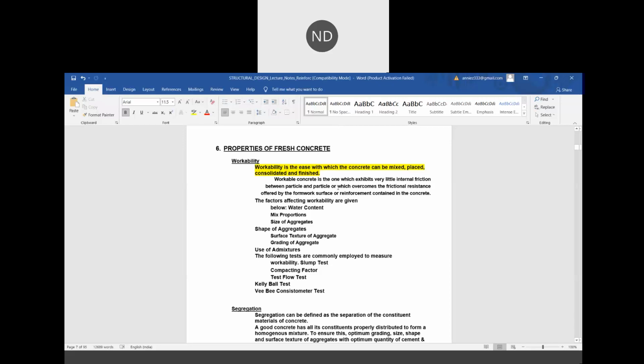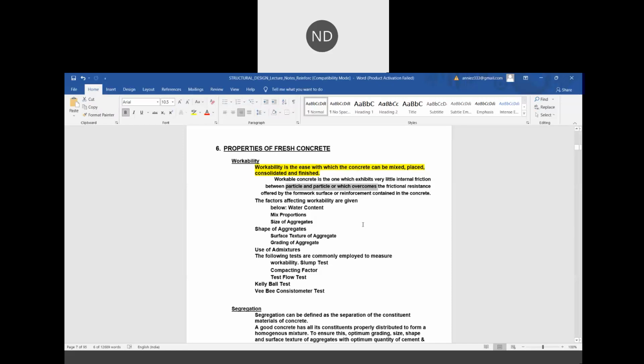Okay, so in detail, what is workability? The workable concrete is the one which will exhibit very little internal friction between the particles, and which overcomes the frictional resistance offered by the formwork surface or reinforcement contained in the concrete. Okay, so the factors which are affecting the workability are given below.